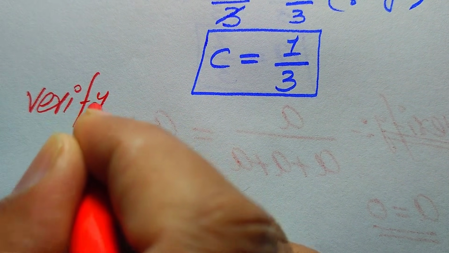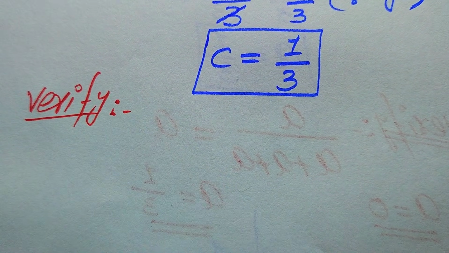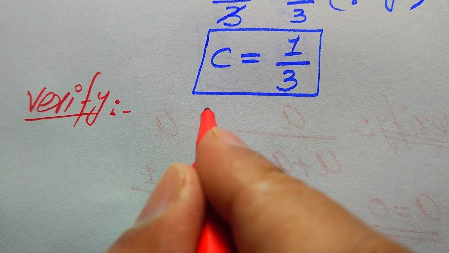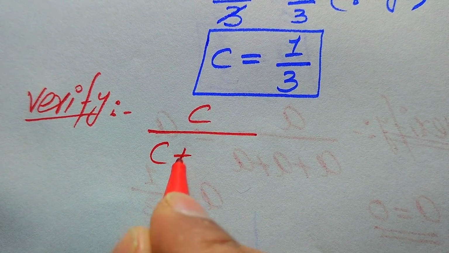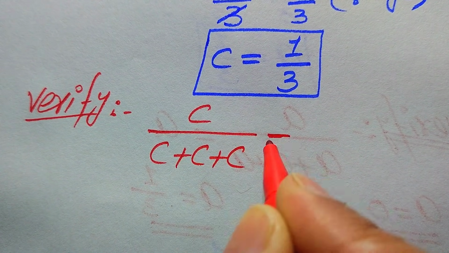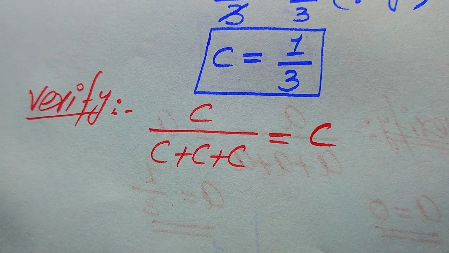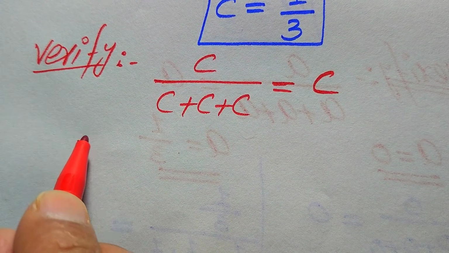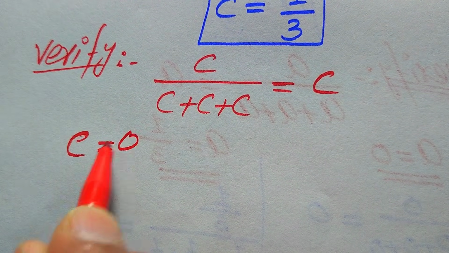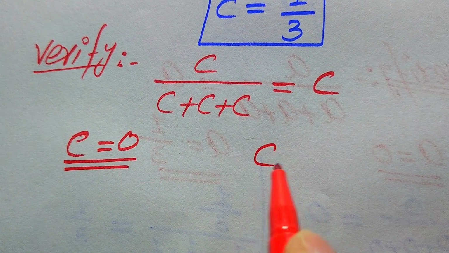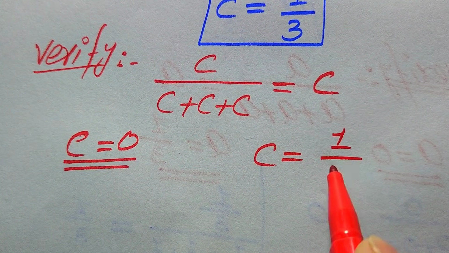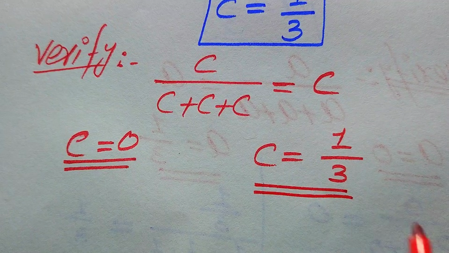For verification of these roots, we need to copy down the given question statement here, and it is c divided by c plus c plus c is equal to c. Now on this side we will verify c is equal to 0, and on this side we will verify c is equal to 1 over 3.